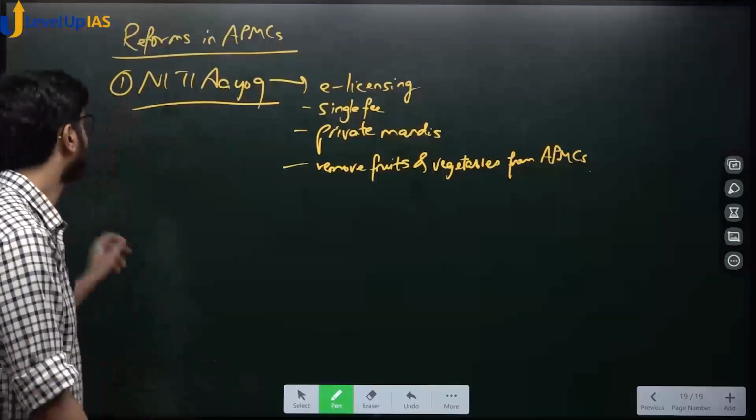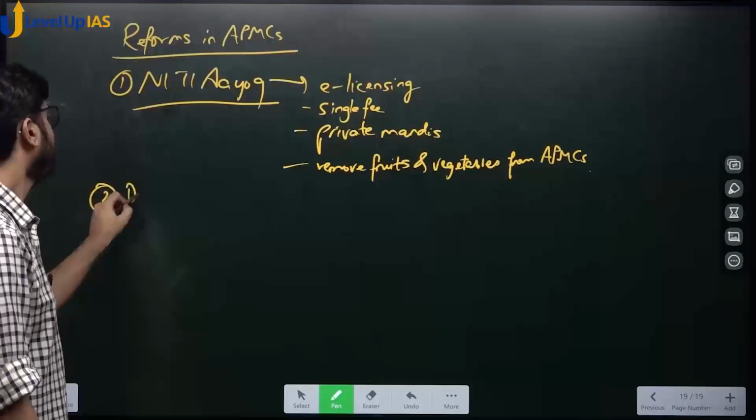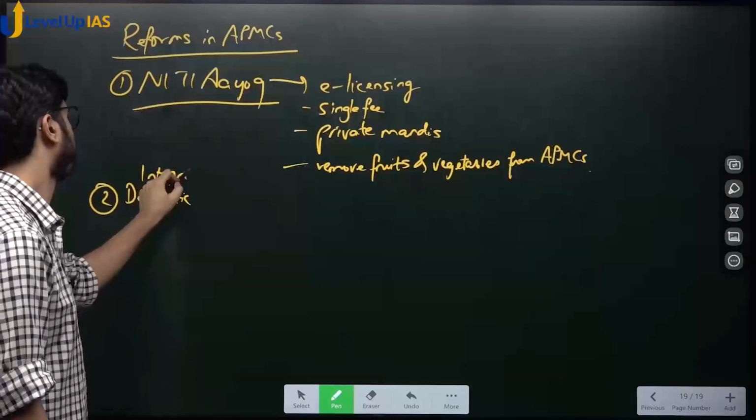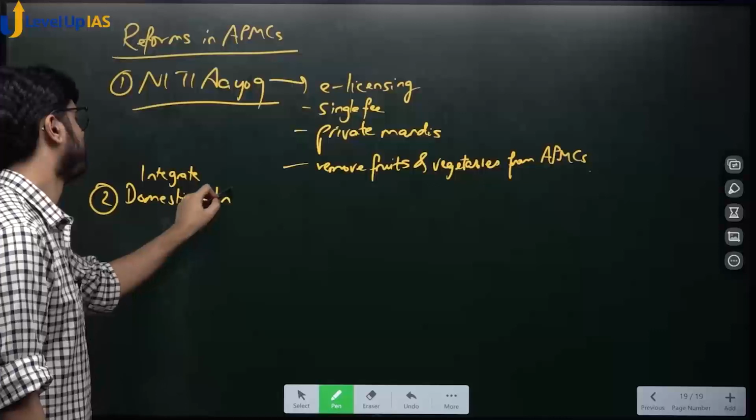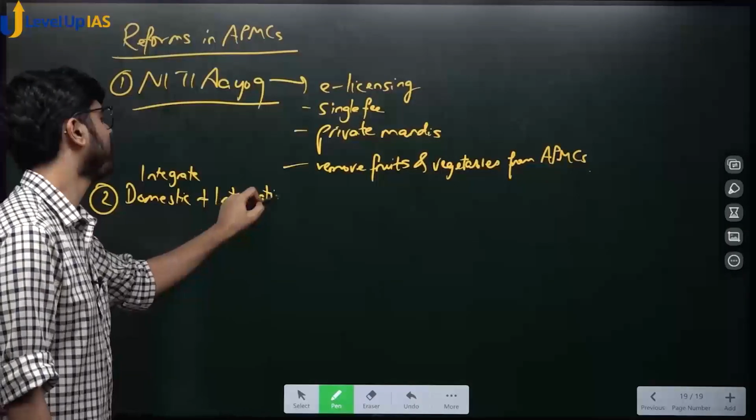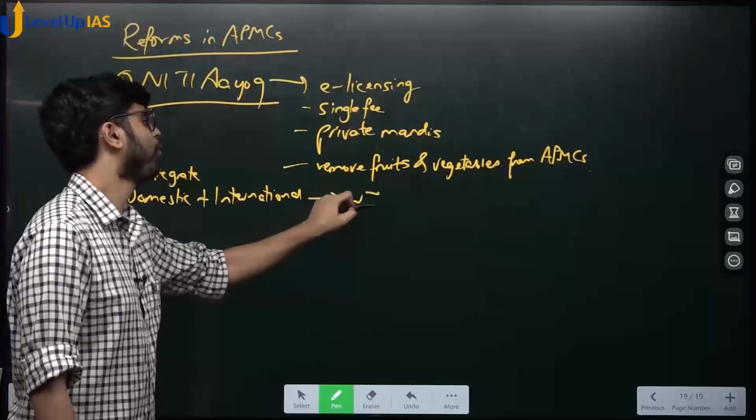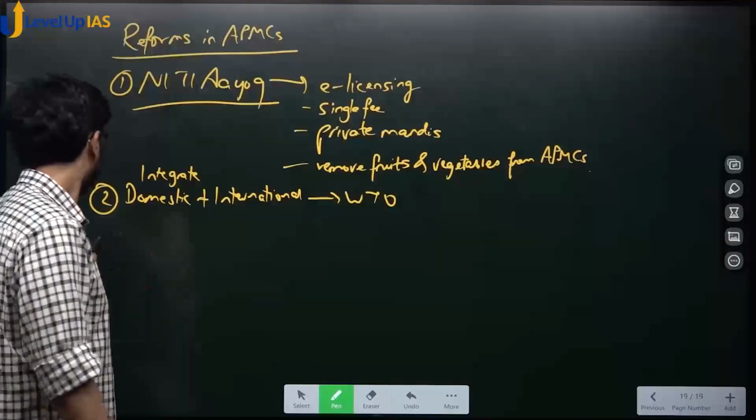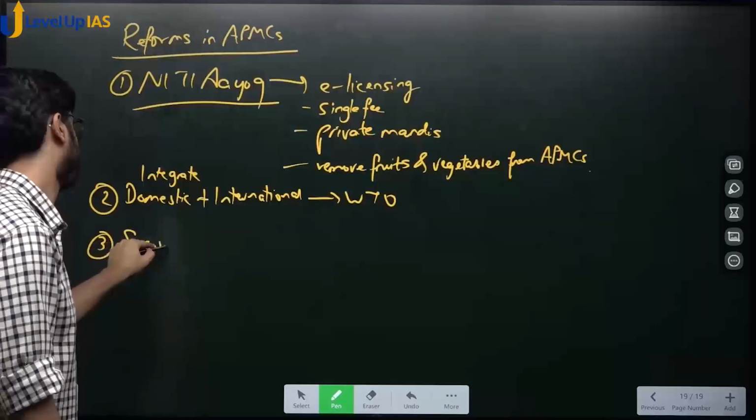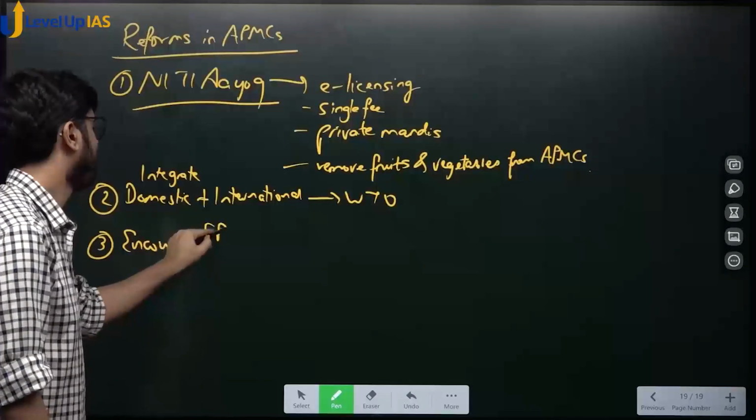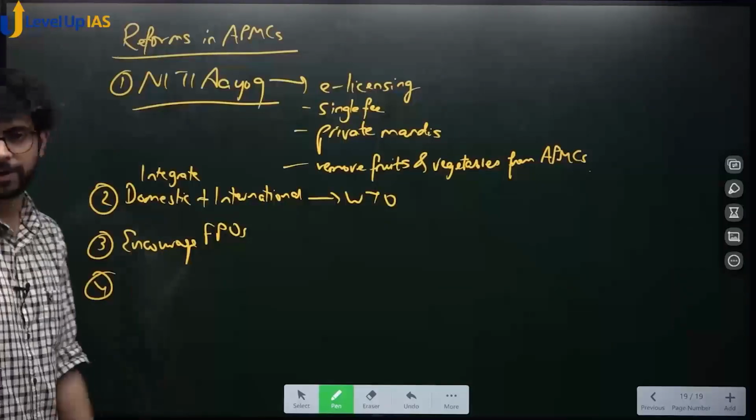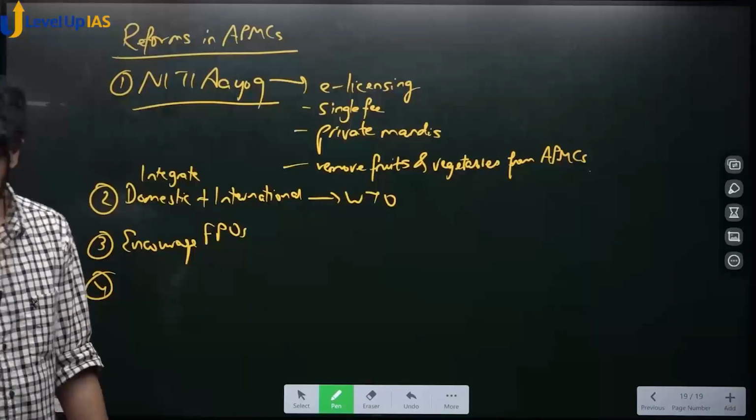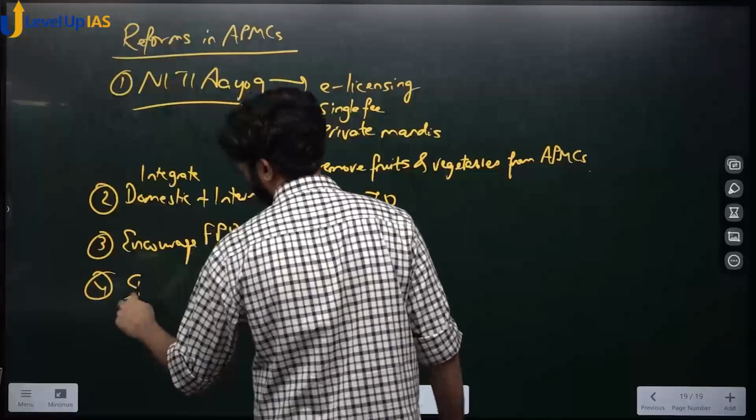Second recommendation, integrate domestic with international market. Simple. How to integrate domestic with international? Follow WTO norms. Simple. Encourage FPOs, of course. ठीक है? Encourage FPOs. I hope you understand encourage FPOs का मतलब. Strengthen.